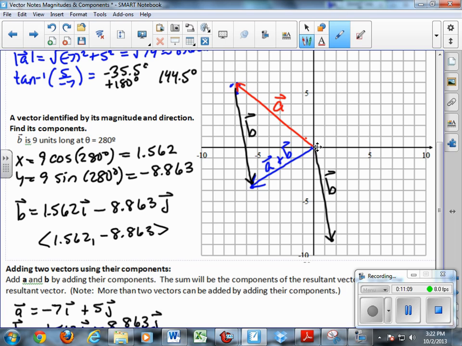I can also do the same thing with A. Move A down here, and I could take the tip of B connected to the tail of A and then move it up, and I would find vector A plus B going from the tail of B to the tip of A. Also notice that A and A are parallel to each other, B and B are parallel to each other, B and B are the same length, A and A are the same length.